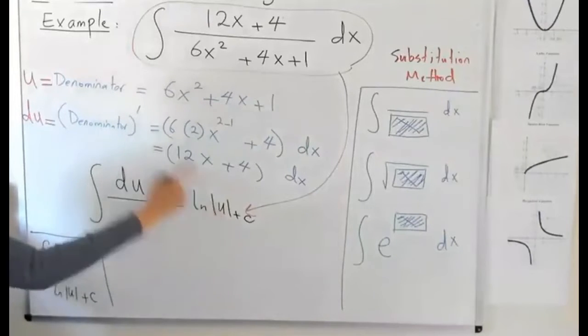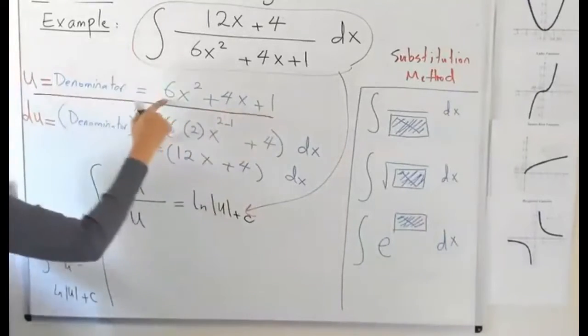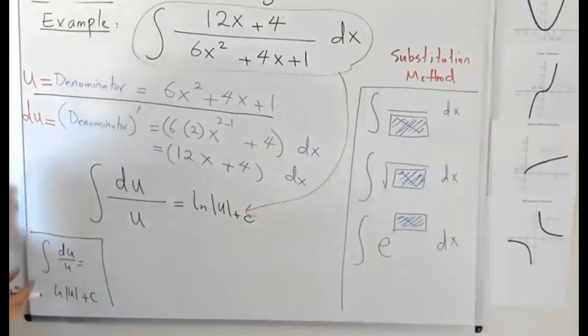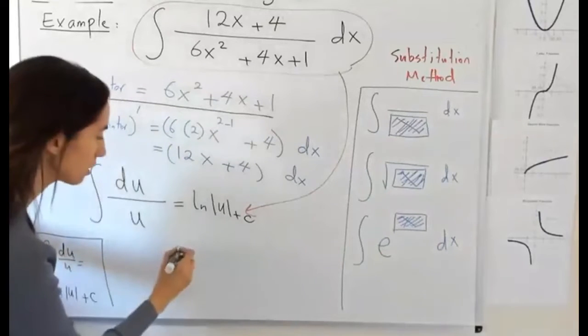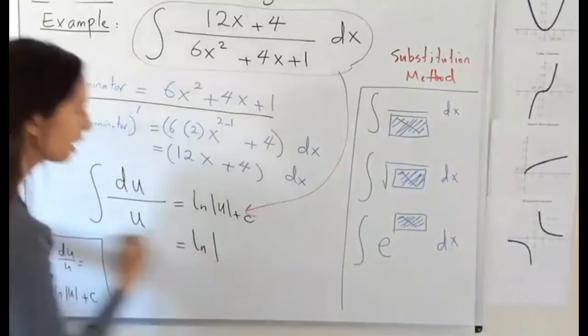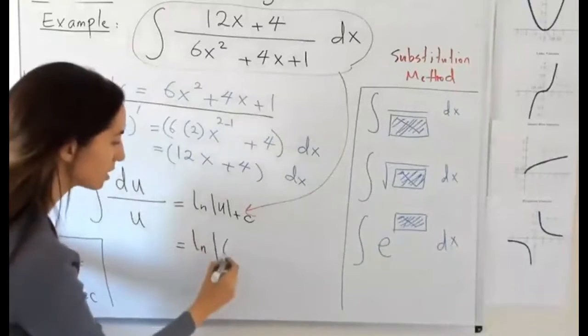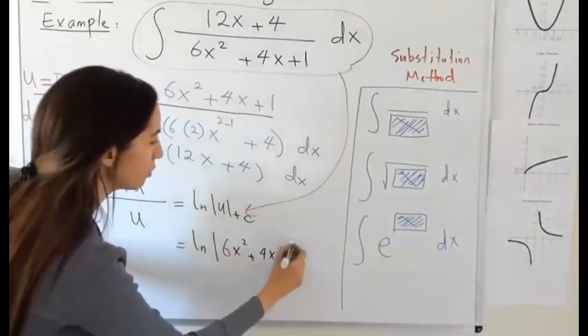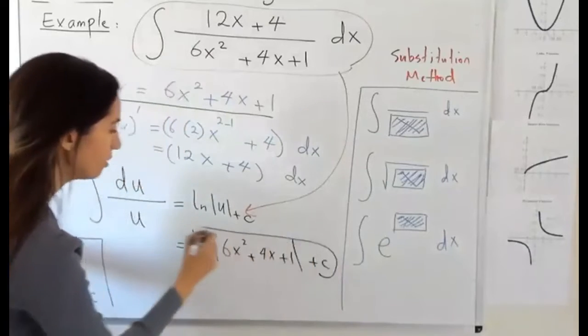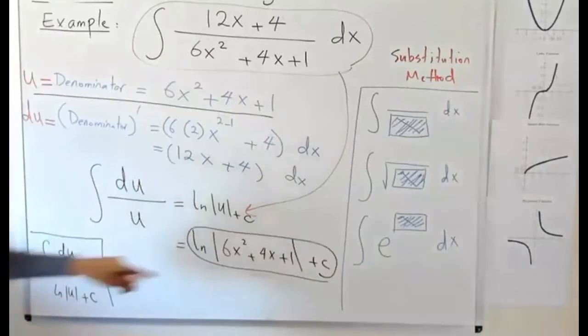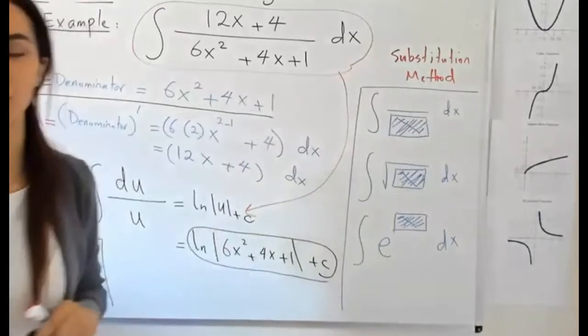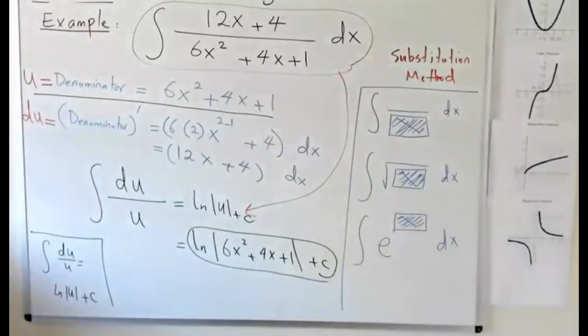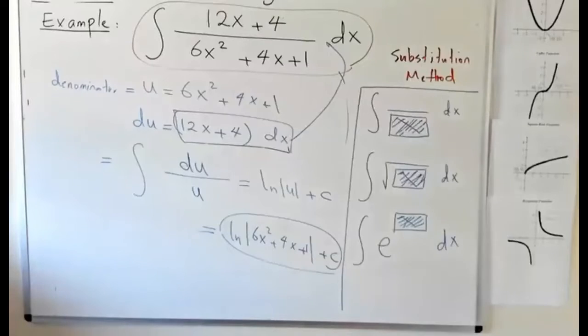But what is our u? Our u is 6x squared plus 4x plus 1. So let's substitute that right here. Ln of absolute value of 6x squared plus 4x plus 1 plus constant of integration. This method is called the substitution method. Next example.